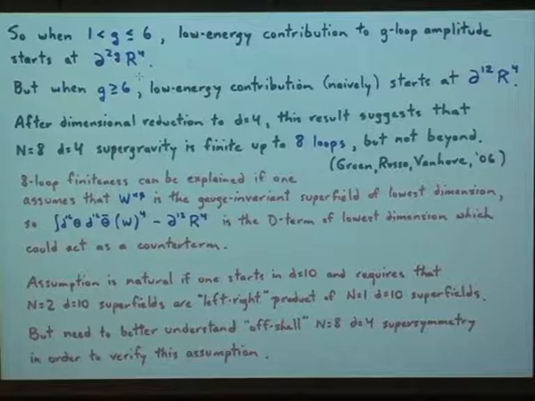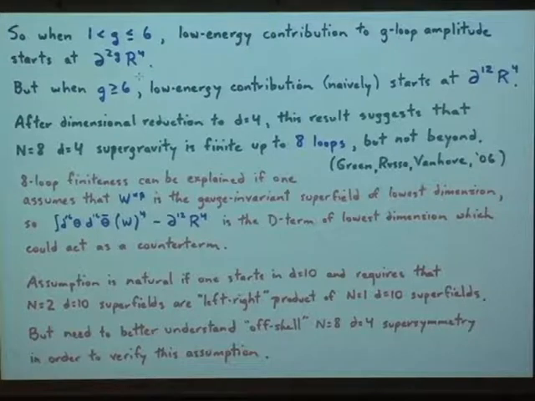Okay, after dimensional reduction to 4 dimensions, this was shown by Green, Russo, and Vanhove, at least using naive arguments, that this implies that N equals 8, d equals 4 supergravity is finite up to 8 loops. But of course, if this is actually non-vanishing, then it won't be finite beyond 8 loops. Now, there may be other arguments that are not based on zero-mode counting, which argue that this is vanishing. But at least from zero-mode counting, there's no obvious reason why this should be vanishing above genus 6.